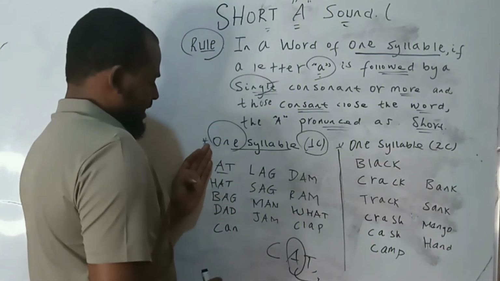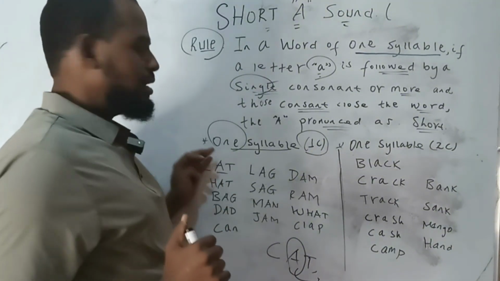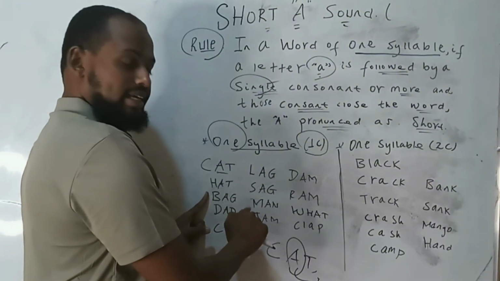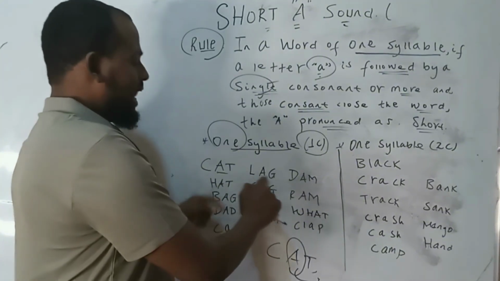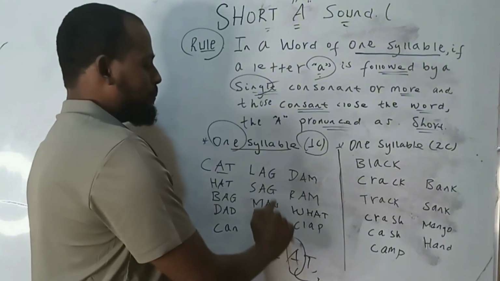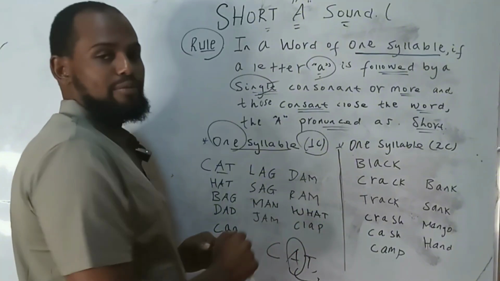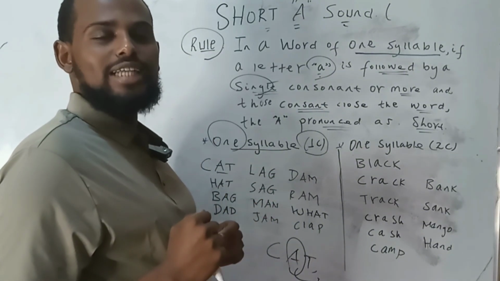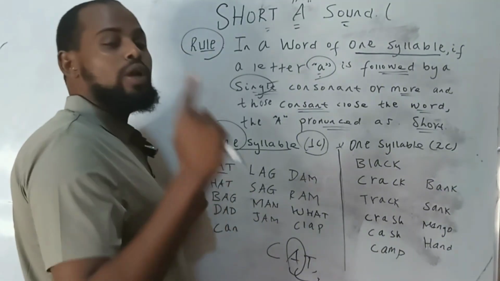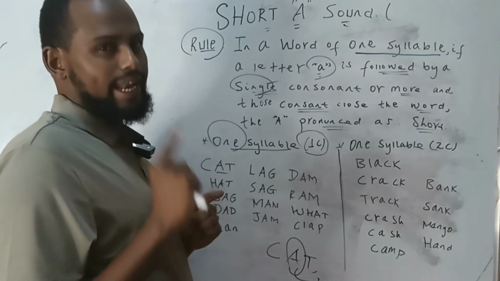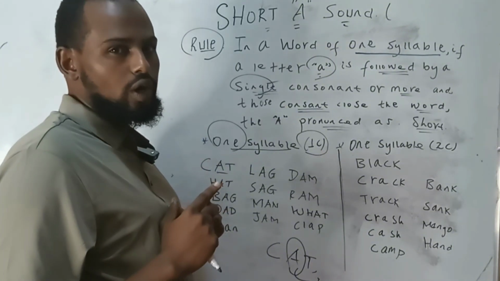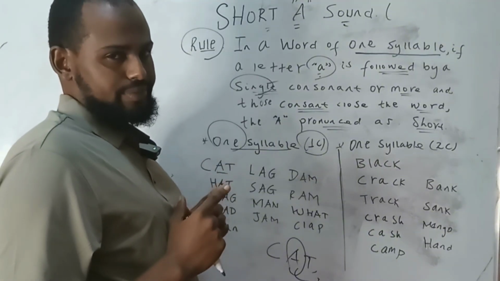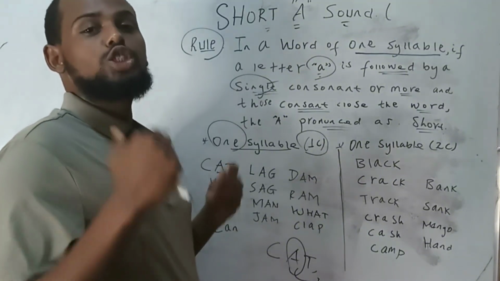In the word cat, A plus T, we say at. And when C comes here, we say cat. Let's see: hat, bag, dad, can, lag, sag, man, jam, dam, ram, what, clap. Therefore, all the sounds that we are hearing here are the short A sound, that means A. So you have to know that when in a word of one syllable one vowel appears, and that vowel is followed by a single consonant or more than one consonant, and those consonants close that word, that vowel is going to be pronounced as its short sound.